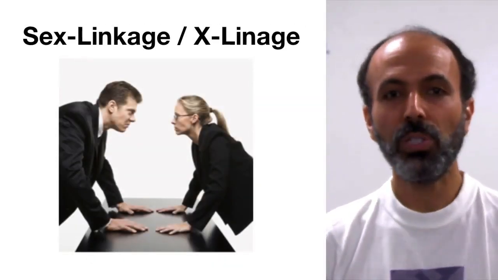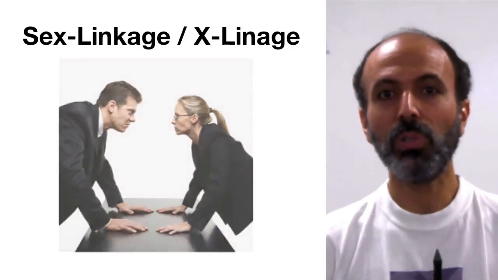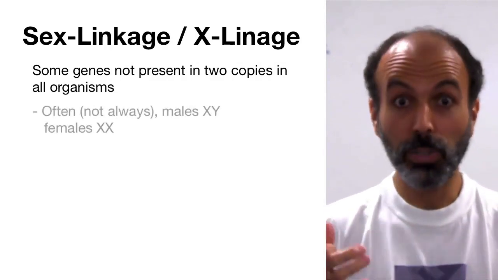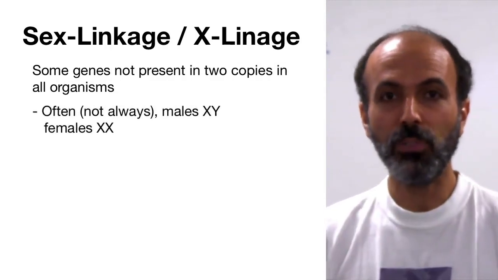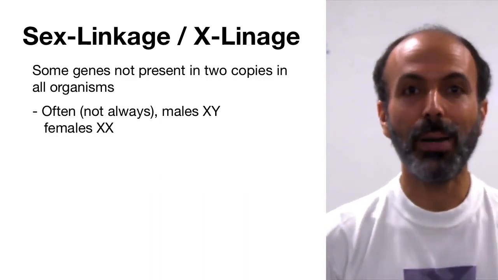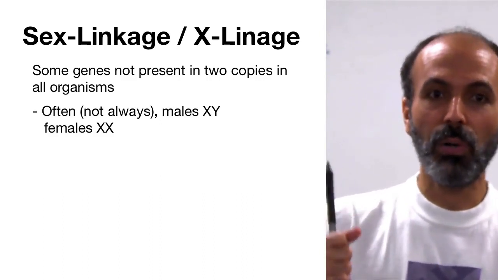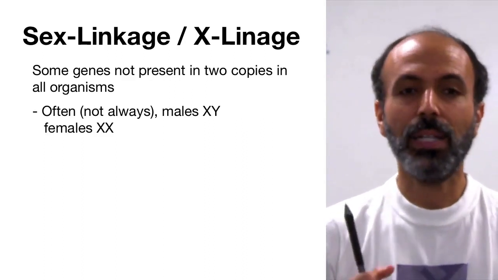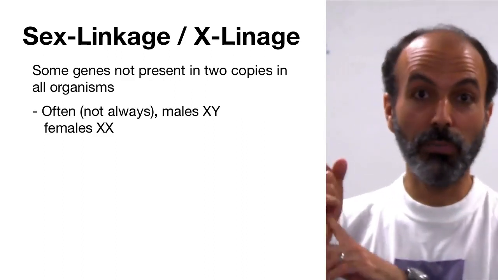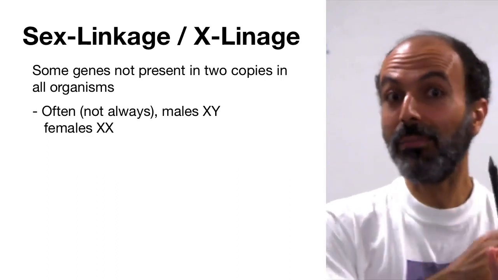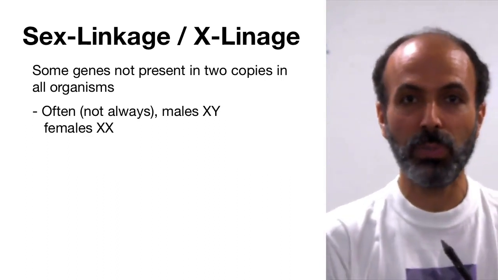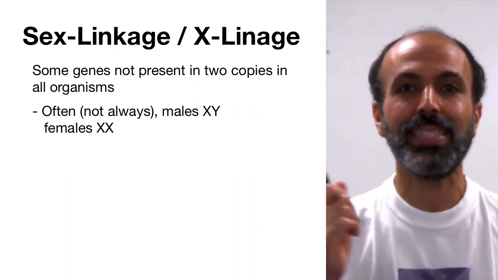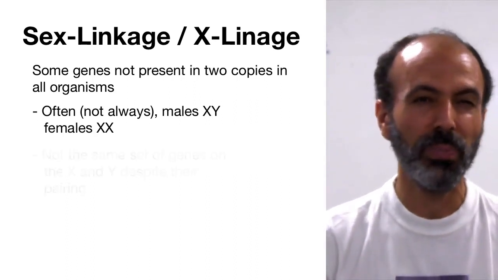We now know that there are some genes that are actually not present in two copies in all organisms. That quite often you'll find that in humans, males may have one copy of a gene, and females may actually have two copies. And these are genes that are on what's referred to as the X chromosome. So often across species, males are XY. So they have one copy of the X chromosome, and instead of having a second copy, they have this other chromosome called Y. Whereas females have two copies, so females are called XX. You've probably heard this before.